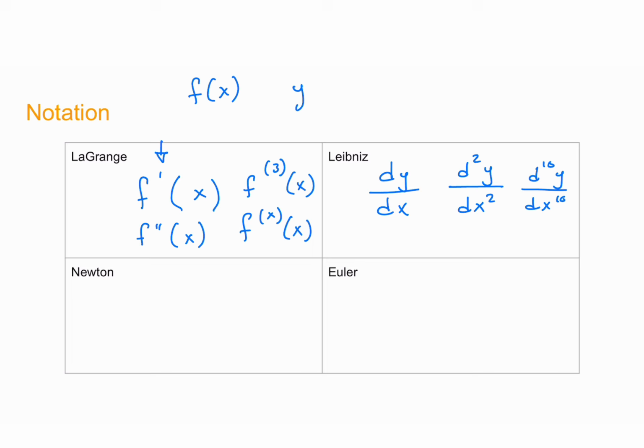Newtonian derivatives are written similarly to Lagrange. However, they write it as f of x with a dot on top, which may also be written as f with 2 dots for the second derivative. And then our last one here is Euler notation, which you may see as D of f of x. But these bottom two, the Newton and Euler notations, are less common. The ones that you are most likely going to be running into in your Calculus 1 course are the Lagrange and Leibniz notation.